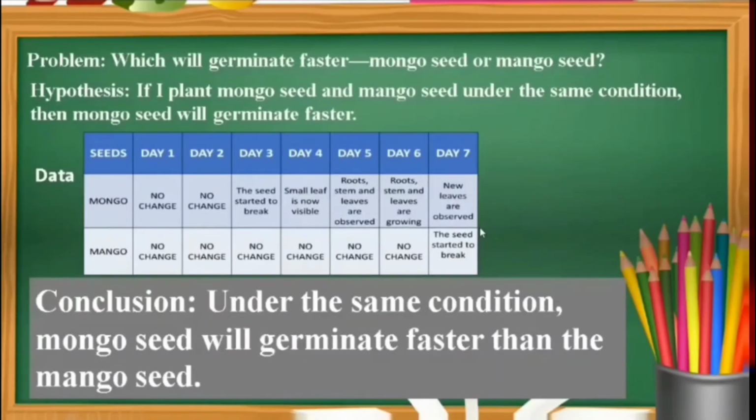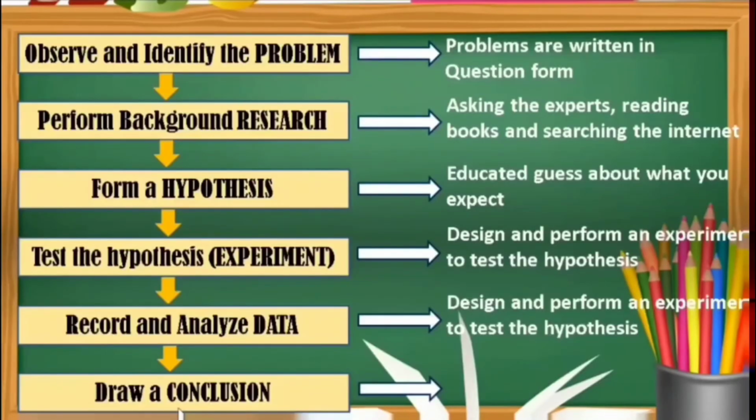So we were done with the steps of scientific method. Number 1, observe and identify the problem. Number 2, perform background research. Number 3, form a hypothesis. Number 4, test the hypothesis. Number 5, record and analyze data. And number 6, draw a conclusion.